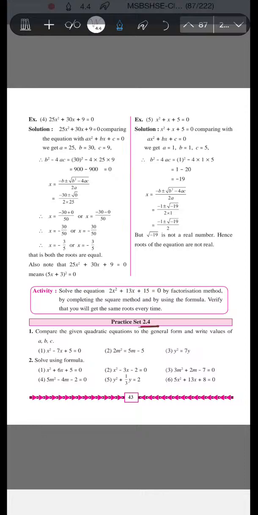So we will try to solve the questions from 2.3. If you have any doubt from practice set 2.4, just comment down below so I can directly take that one. Otherwise, I will take all kinds of questions from that.